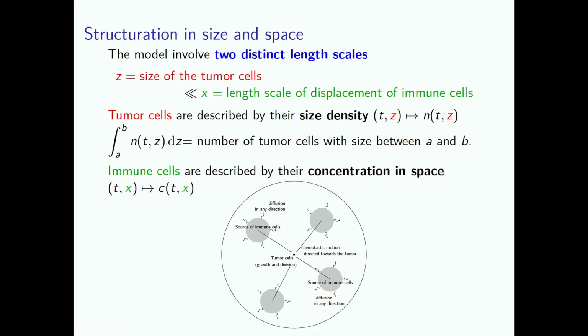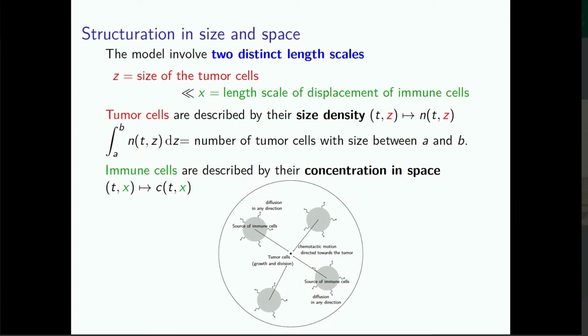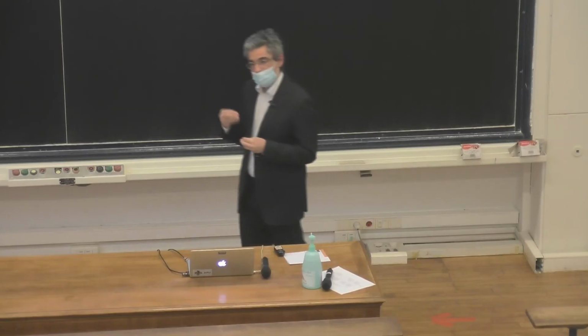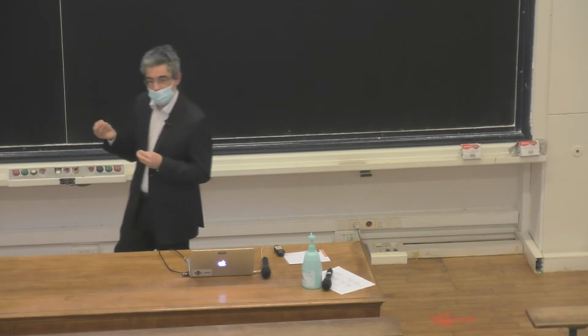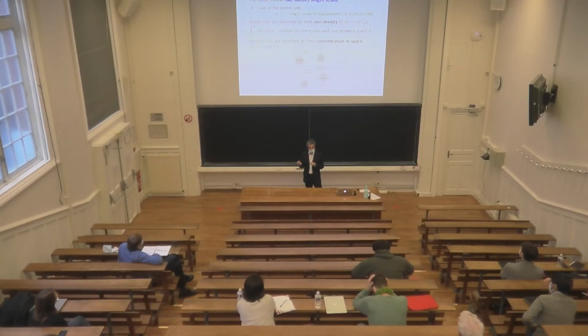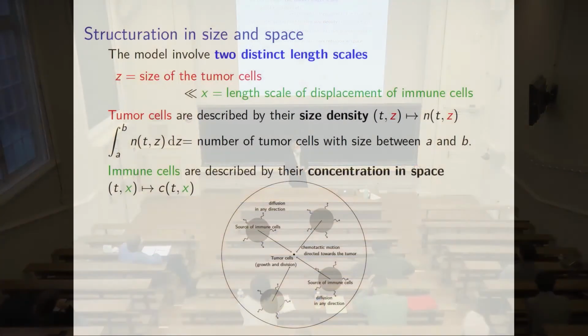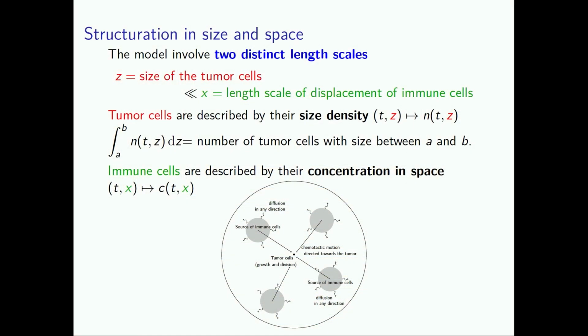So the two quantities of interest will be the concentration, the distribution in size of the tumor cells, so n of t and z. If you integrate this quantity between A and B, you obtain the number of tumor cells with a size between A and B. If you multiply by z, you take the first order moment of this quantity, you will get something which is homogeneous to the mass of the tumor cells having a size between A and B. So this is the first unknown.